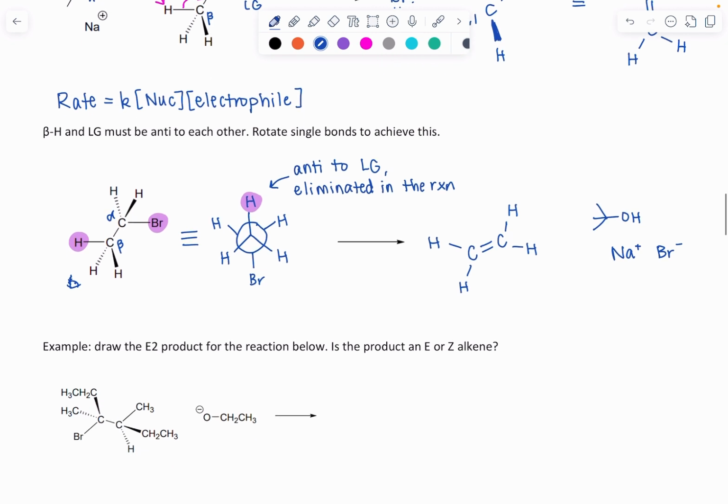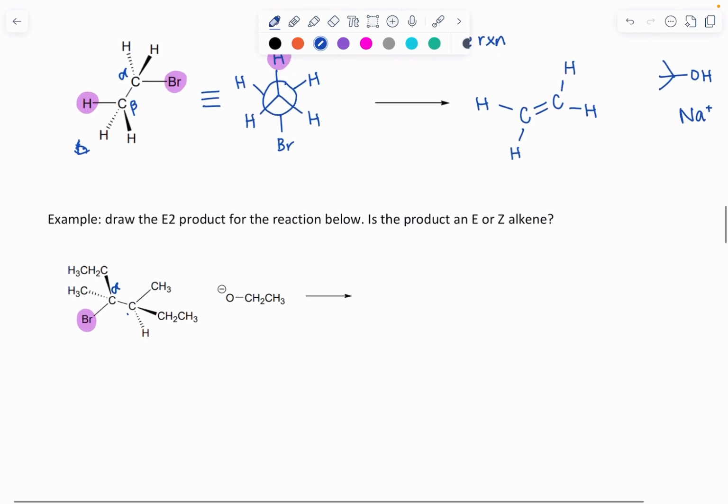Let's look at this new one where we'll have to do a rotation. Now we're going to assume this goes through an E2 mechanism. If we identify leaving group, I'll highlight it here. There's our bromine leaving group. That makes this the alpha carbon. This is beta. But the group that is anti to the leaving group is a methyl. It's not a hydrogen. The hydrogen is over here. And so we need to rotate around the alpha to beta carbon bond in order to achieve anti-orientation.